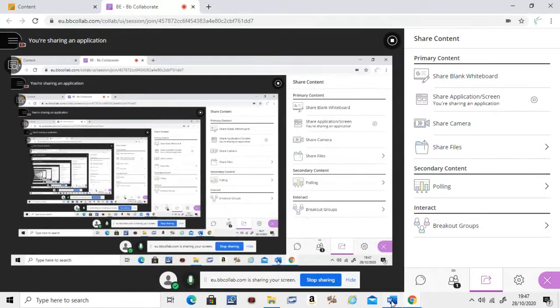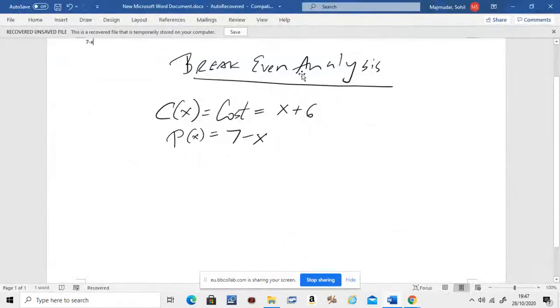In this video, we're going to learn break-even analysis. If you see the function C(x), it'll be called the cost function. Small p(x) will be the price function. And now say the first question is find the revenue function. It'll be denoted by R(x).